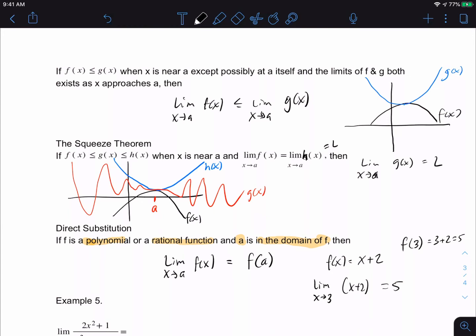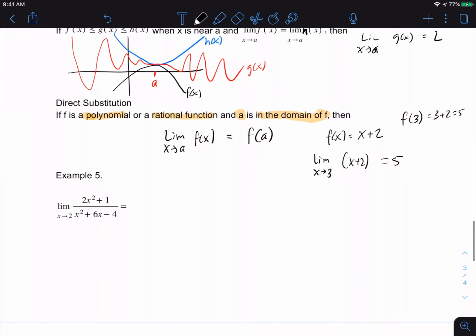It's a line. I know a line is defined everywhere, so that means I can directly substitute in. We're good? Okay. Let's do another example. So in this example, x is approaching 2, and what we need to do is check if the denominator is going to be 0 if I plug in 2. If it's 0 when I plug in 2, then I need to look at it as one-sided limits. So let's look at the denominator. 2 squared is 4, plus 6 times 2 is 12, so that would be 16. 16 minus 4 is 12, right? So since it's not 0, I can directly substitute in this problem. So I'm just going to go 2 times 2 squared plus 1 over 2 squared plus 6 times 2 minus 4, which is going to give me 9 over 12, or 3 over 4, and that's my answer.